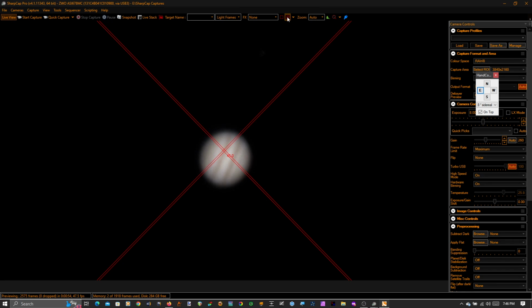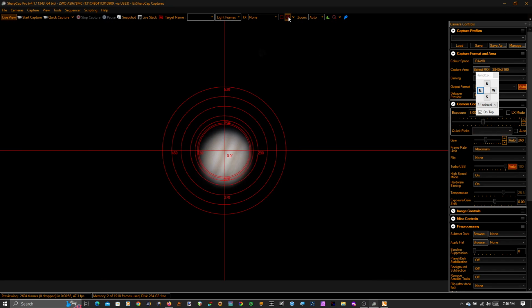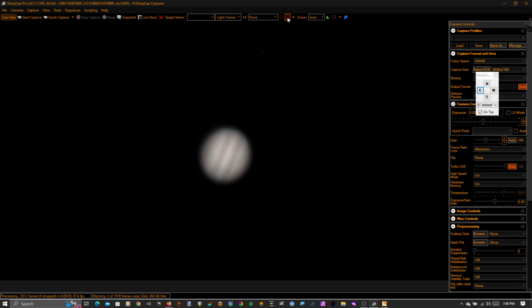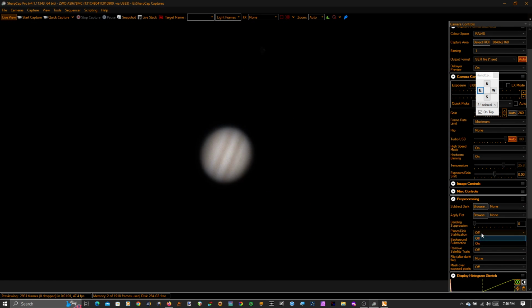But that's all right. These are some of the reticle options that you have in SharpCap, by the way. And I'm going to turn on planet disk stabilization. So now Jupiter is stabilized in the center of the screen. You can see this red outline box. That's the outline of the frame as it's being stabilized. Theoretically, if I were to move Jupiter around in the image by changing the pointing of the mount, then Jupiter would stay stabilized in the middle, and it does indeed do that and works great.